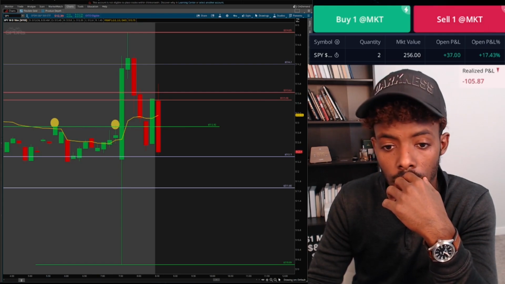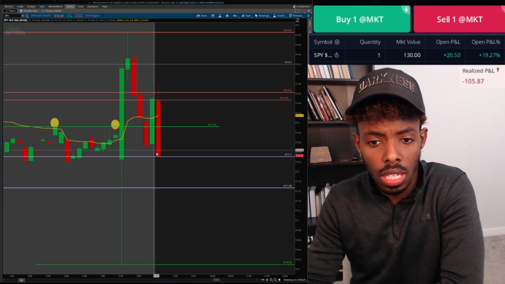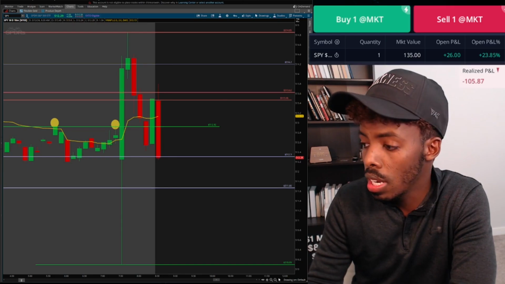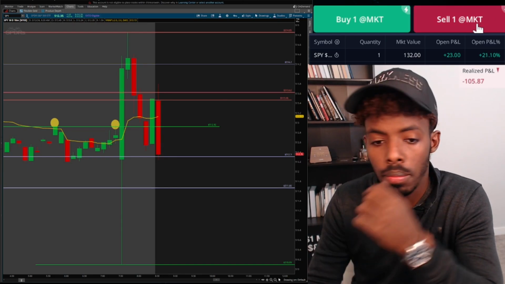This is a major level here. I want to go ahead and take 2 off, because again, I don't want to go against this level. We could get a bounce. But if we start to move down, great, and I'll go ahead and sell the other one at the bottom.